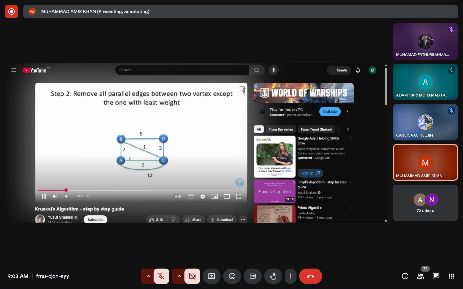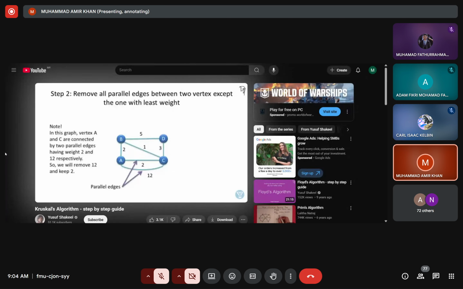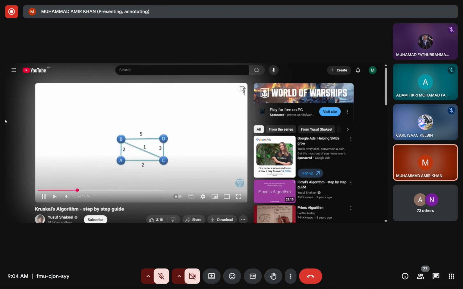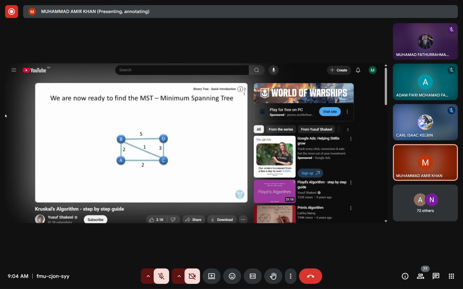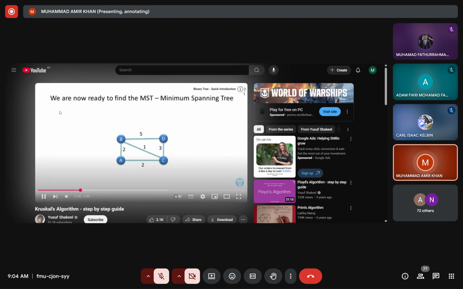We already removed the loops from node A and node D, and then we remove all parallel edges, and we will keep the least value, which is 2. And now we are ready to find the MST, but with a different algorithm. The first one was Prim's, and this one is Kruskal's algorithm.